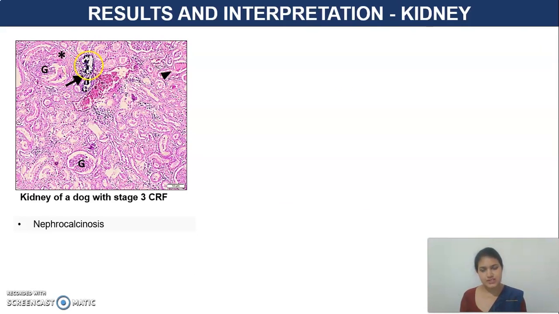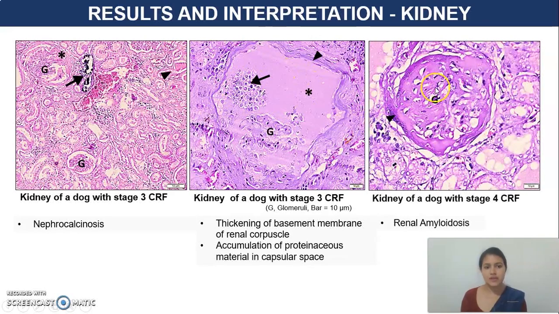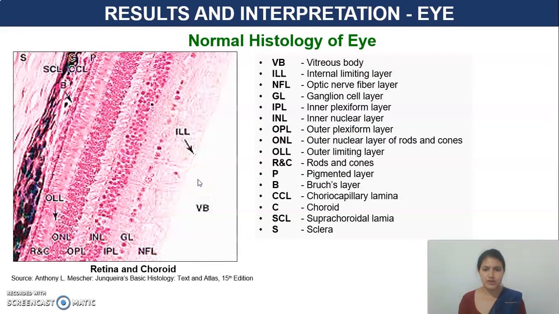And some other lesions like nephrocalcinosis, which is the metastatic calcification of renal tubules, accumulation of protein-like material in capsular spaces, cellular casts, and renal amyloidosis were evident in some cases. Before moving on to the most significant part, the eye lesions, let's get a quick view of how normal histology of the posterior eye looks like. And here you can see the retina followed by the choroid and the sclera.